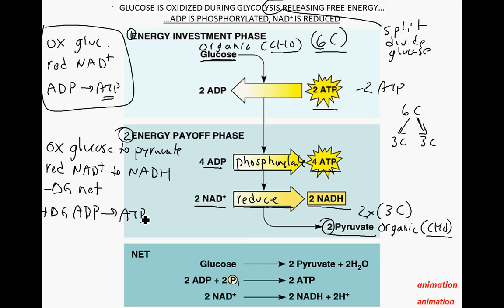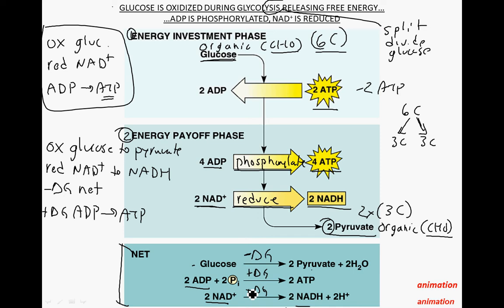So that is seen down here in this box. When I oxidize glucose to the 2 pyruvates, this is a negative delta G. This phosphorylation of ADP to ATP is a positive delta G. This reduction of NAD plus to NADH is a positive delta G. So this negative delta G right here is more than this plus this.